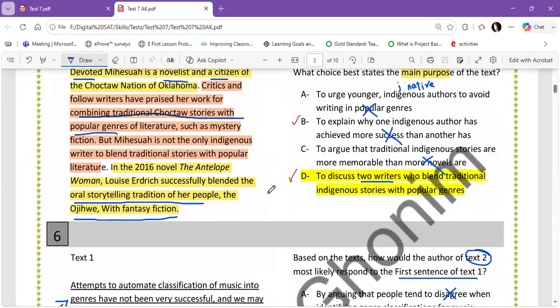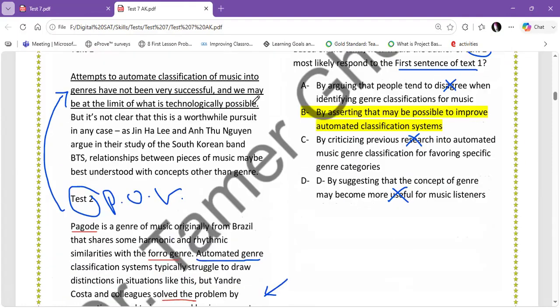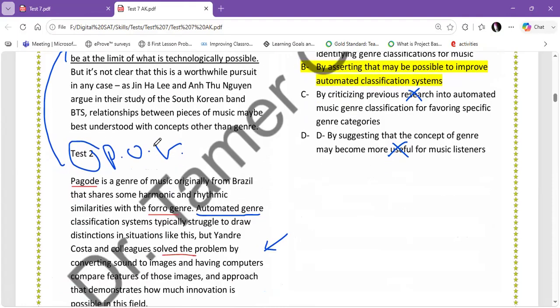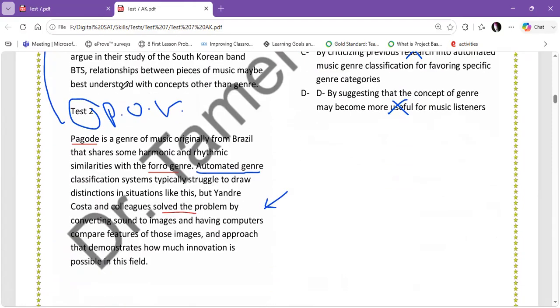Cross-text connection here. We have to find what the goal is. Does it need similarities or differences, or how one text replies to another? Here he told us how the author of text 2 replies or responds to the first sentence of text 1. So let's read text 2 first, then respond to text 1, the underlined part. He made it easy for us.